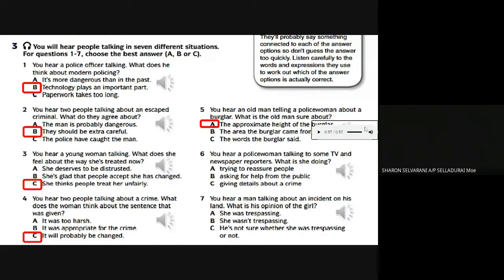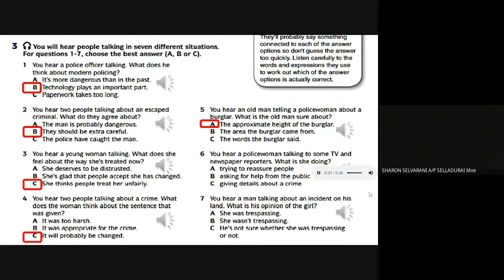Okay, let's look at number six. You hear a policewoman talking to some TV and newspaper reporters. What is she doing? A, trying to reassure people. B, asking for help from the public. C, giving details about a crime. Okay, let's listen.